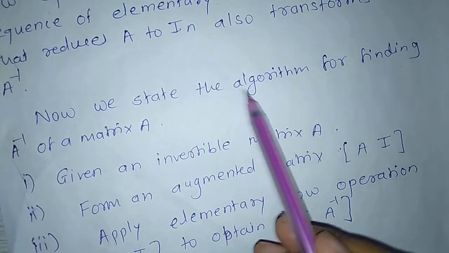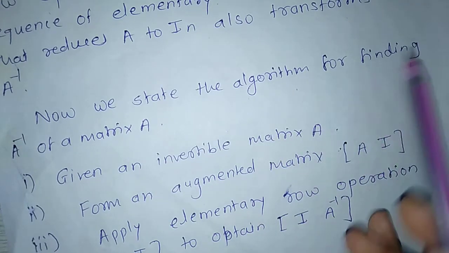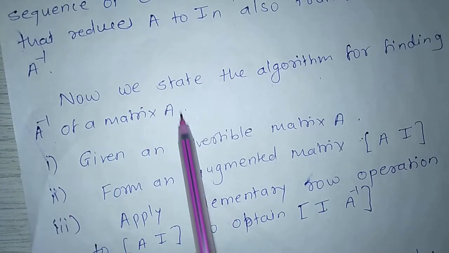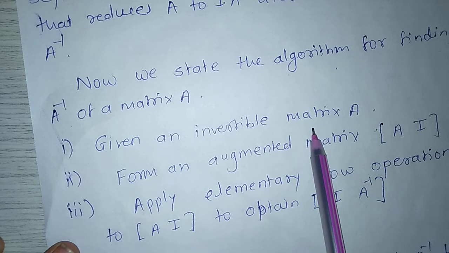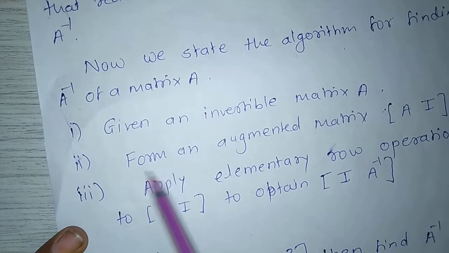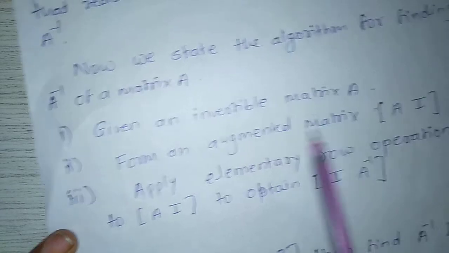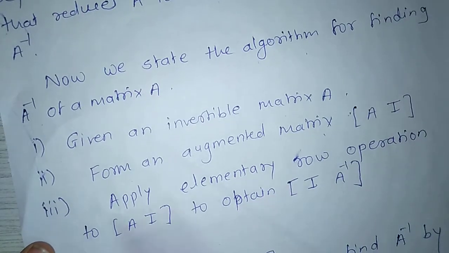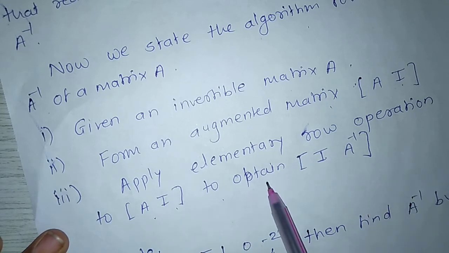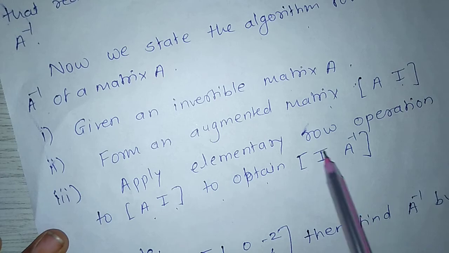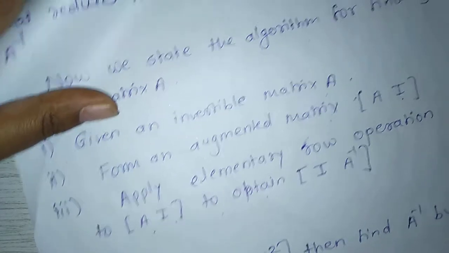Now, we state the algorithm for finding A inverse of a matrix A. First, given an invertible matrix A. Next, form an augmented matrix A I, I is identity matrix. Next, apply elementary row operations to A I to obtain I augmented A inverse.